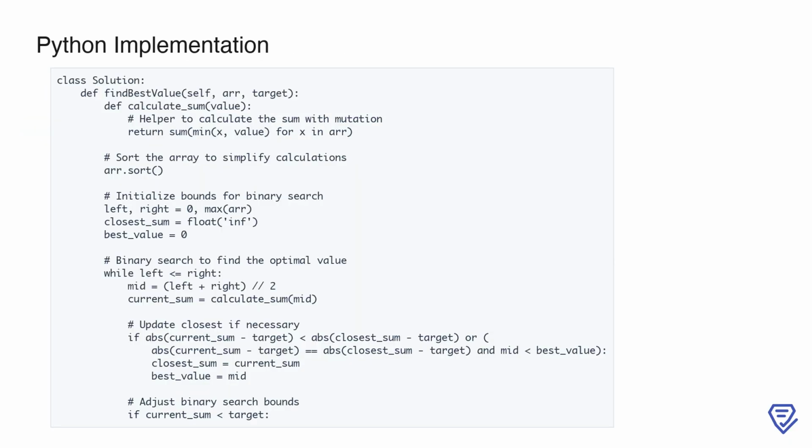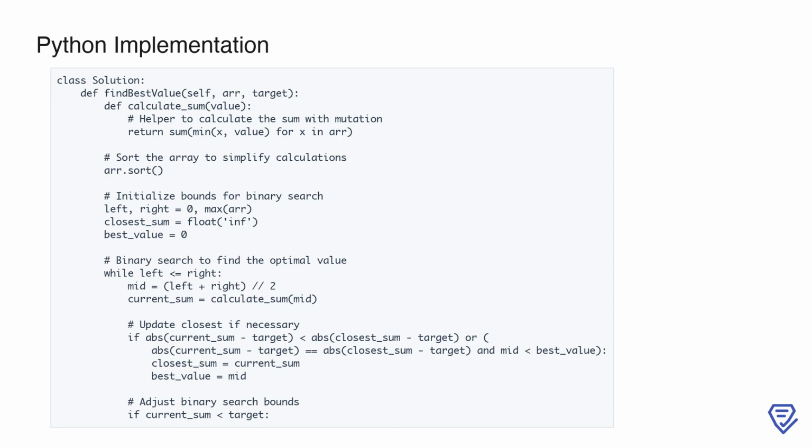Here, we are implementing the solution to find a value such that the sum of the mutated array is closest to the target. First, we define a helper function, calculate_sum, which calculates the sum of the array after applying the mutation. In this mutation, each element of the array is replaced by the smaller value between the element itself and the given value. This allows us to test sums for different mutation values easily.